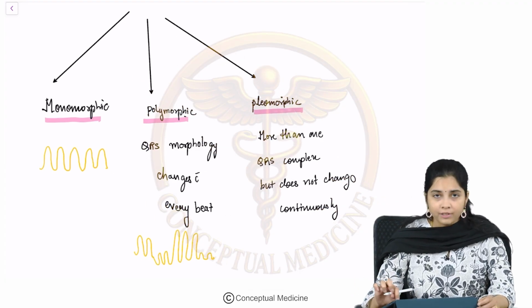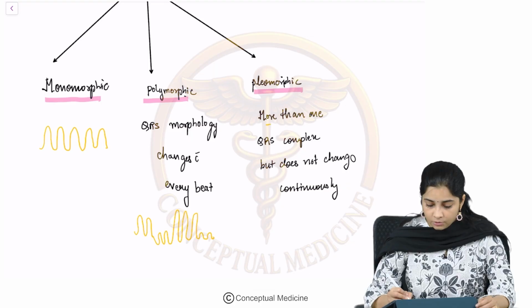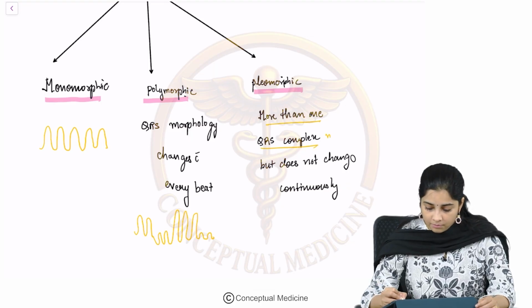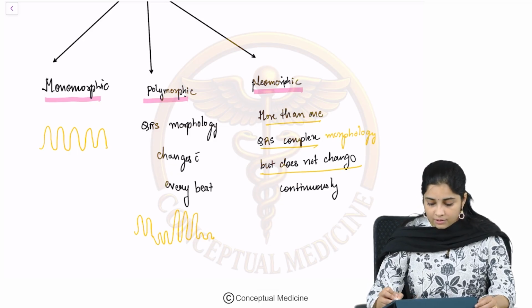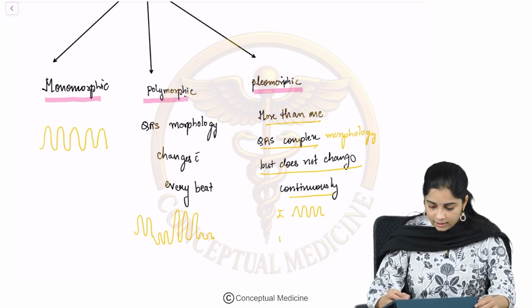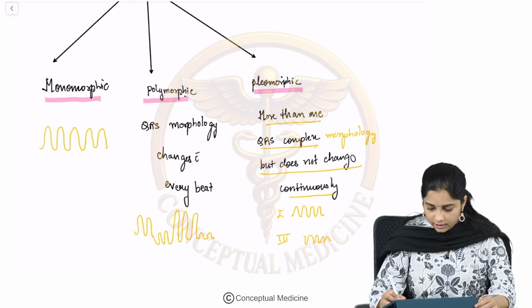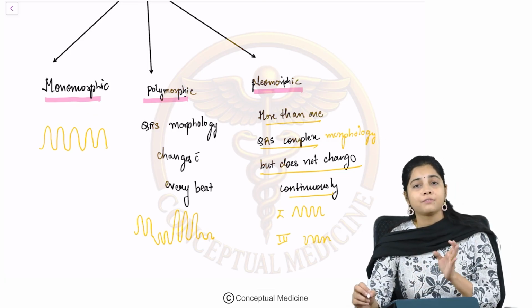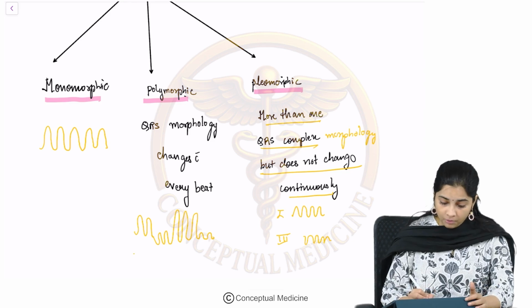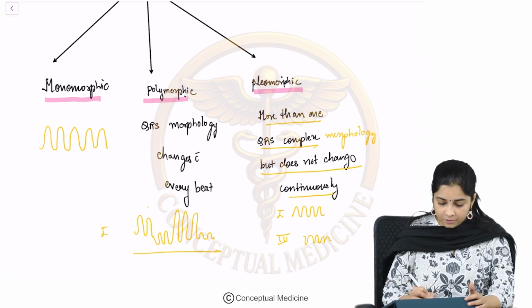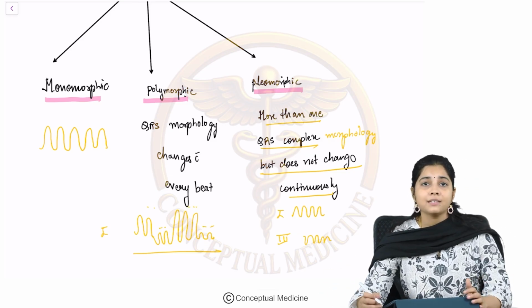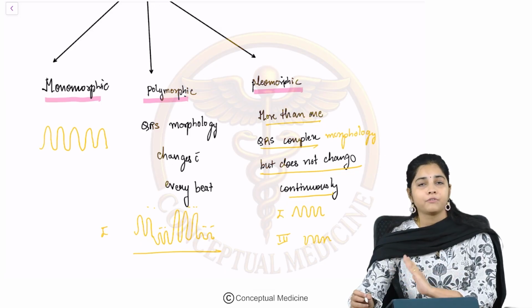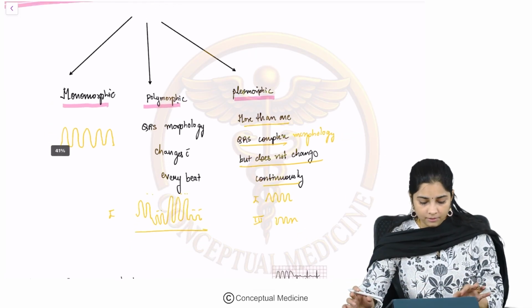Now what is a pleomorphic VT? In a pleomorphic VT, you can have more than one QRS complex morphology, but it does not undergo continuous change. In lead 1, you may have a morphology like this. In lead 3, you may have a morphology like this. So there are different morphologies, but with every beat, they do not change. But in a polymorphic VT, within the same lead, with every beat there can be a change in the morphology. So that is the difference between your monomorphic, polymorphic and your pleomorphic VTs.